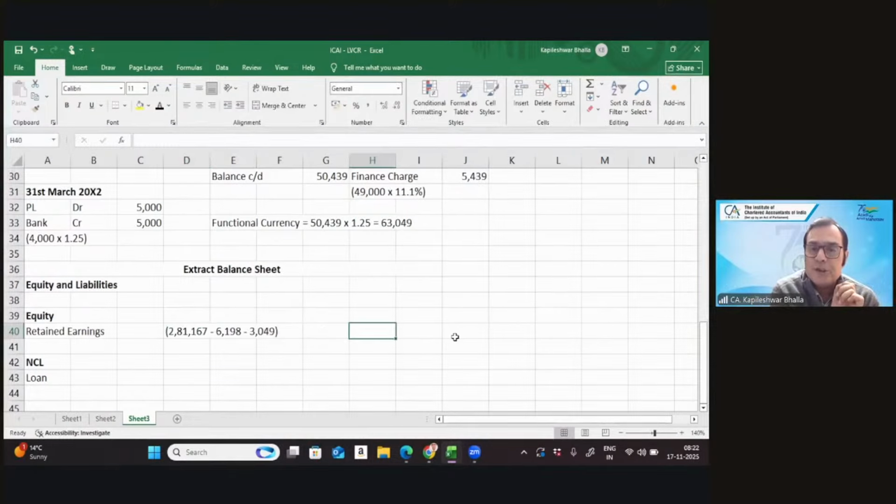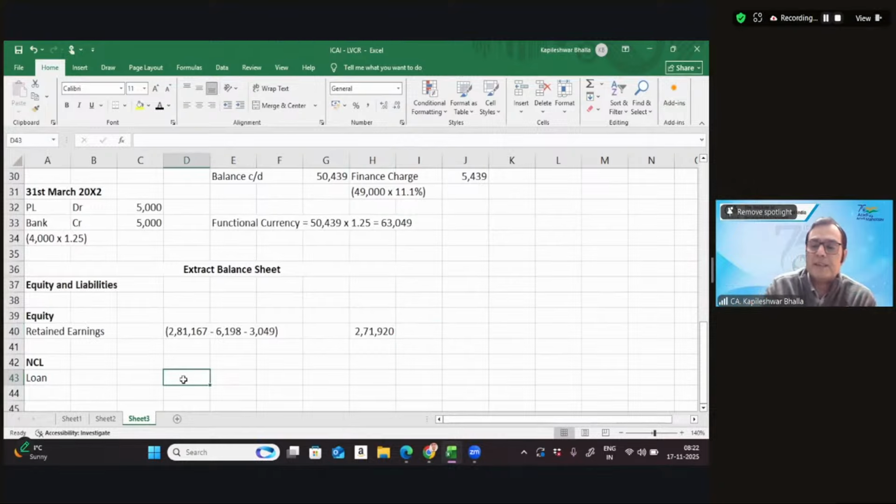So two rectifications: the interest on the unwinding of DC, that's one, and the adjustment of the long-term loan. So let's get the new figure: 281167 minus 6198 minus 3049. I think this works out at 271,920. That is the new balance of retained earnings.